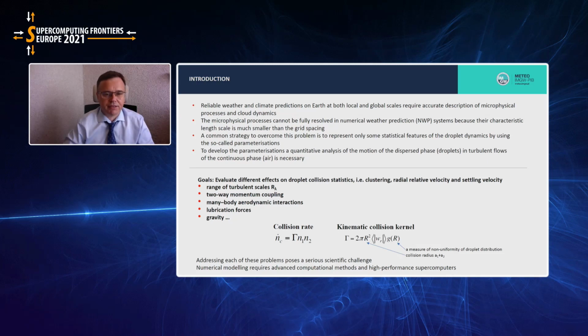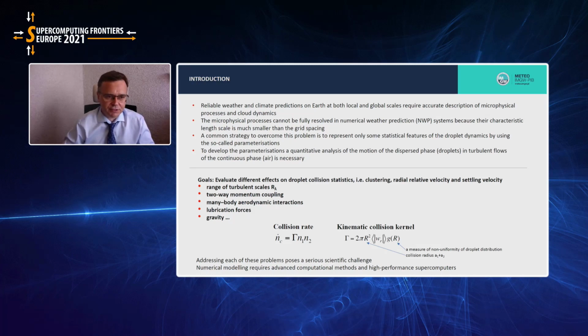My research is focused on the evaluation of different effects on the collision statistics. By collision statistics, I understand, for example, the radial distribution function, which is the measure of droplet clustering, and the radial relative velocity between the droplets. Another important quantity is the settling velocity. Those parameters may depend on different factors, for example, the range of the turbulent scales, which can be defined by a single parameter like the Reynolds number, or in other words, the size of the computational domain.